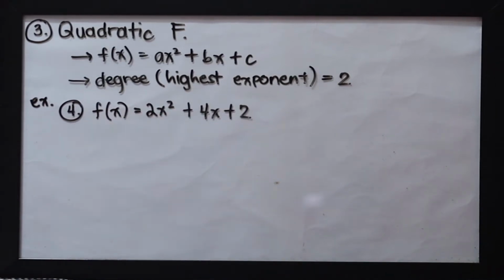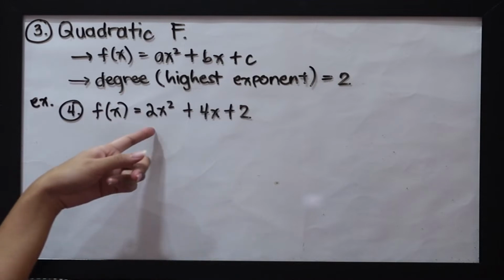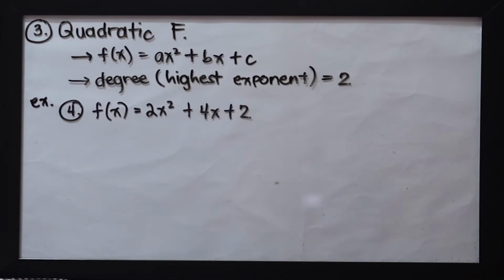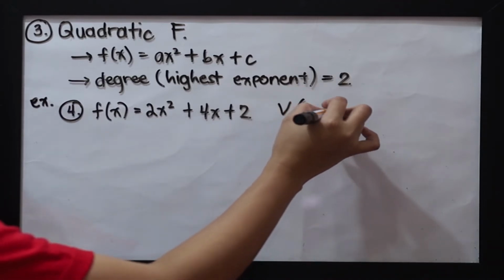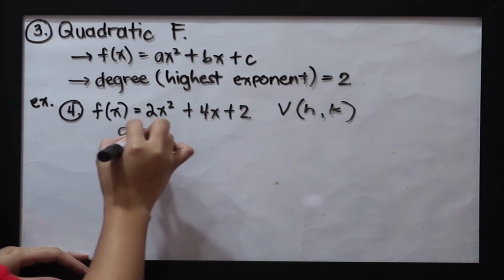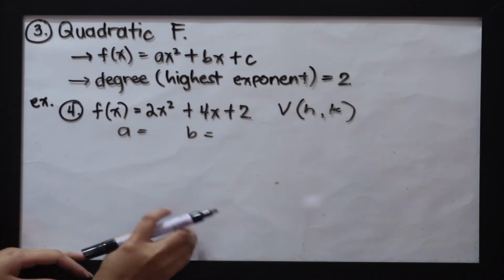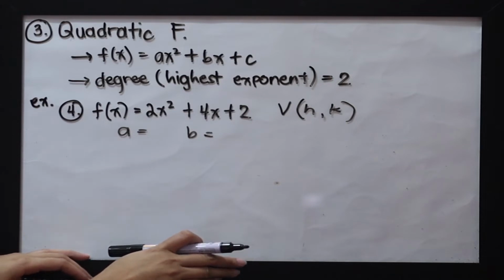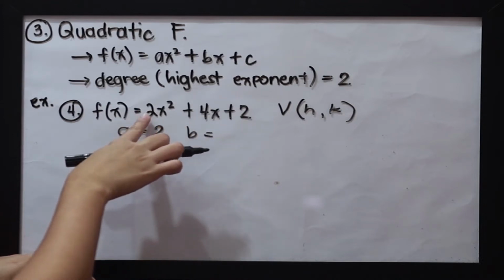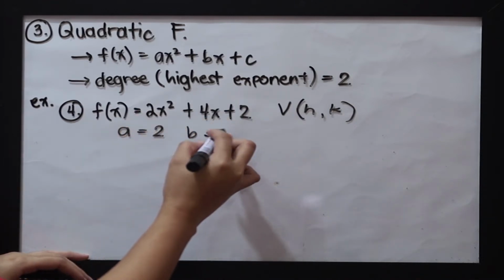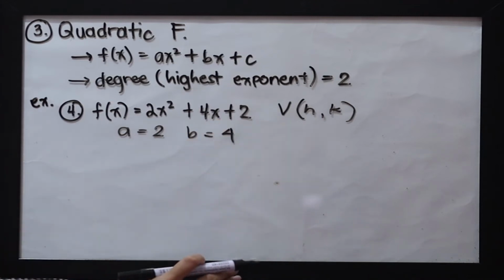Fourth example, we have f of x is equal to 2x squared plus 4x plus 2. So this is still a quadratic function since the highest exponent is 2. And then, we identify the vertex h, k. But first, we have to identify the values of a and b since we'll be needing this one to get the value of h. So for a, the value of a is 2 since the numerical coefficient of x squared is 2. And for b, the value of b is 4 since 4 is the numerical coefficient of x.